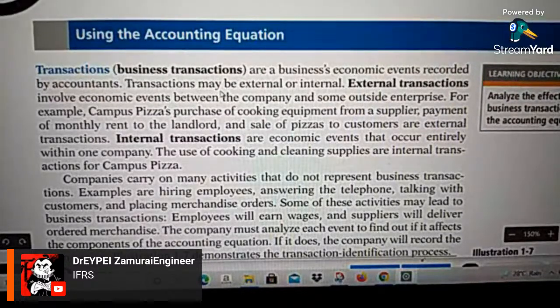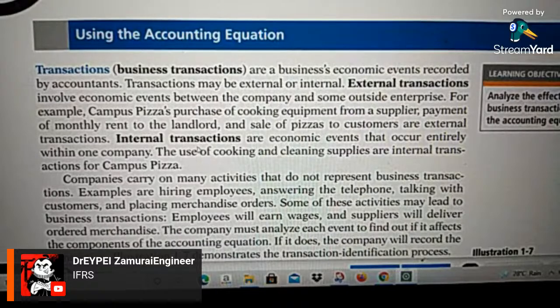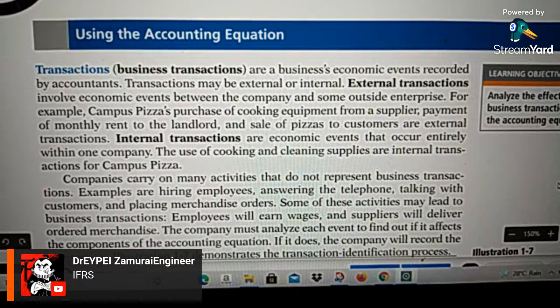Another concept, transaction. There are two types of transaction, external transactions and internal transactions. Internal transactions are those economic events that occur entirely inside the company, without involvement of external people. Those that involve external people, companies, or entities are called external transactions.